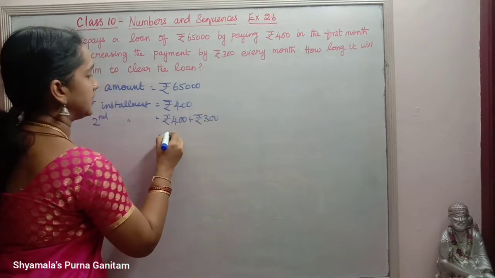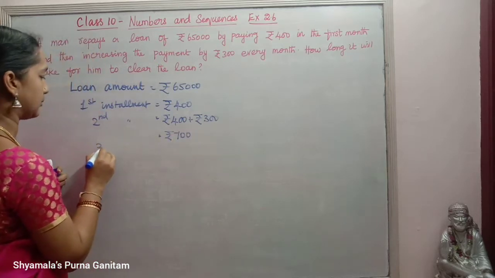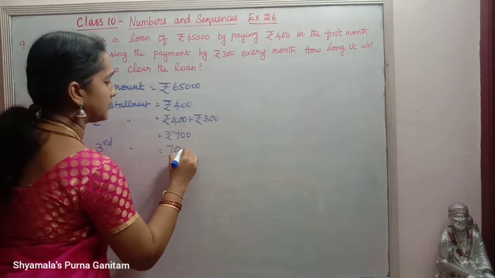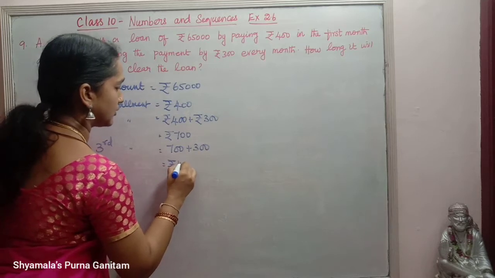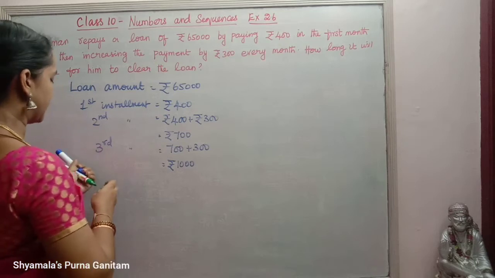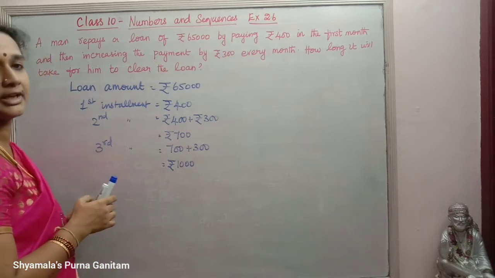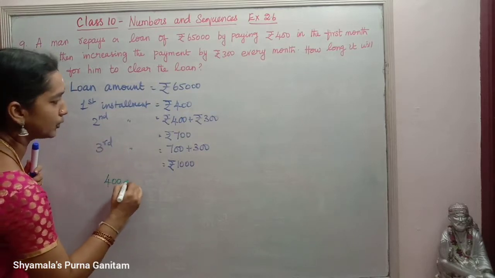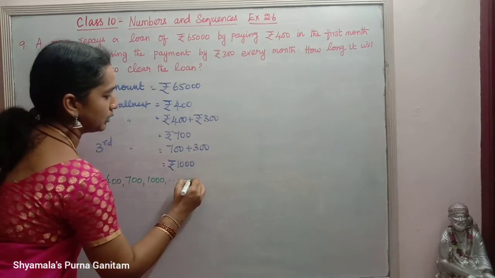Every month if he is increasing, we'll get 700. This is the second installment. Then the third installment is equal to 700 plus 300, so that is equal to 1000 rupees. Rupees 1000, so that is the third installment. Okay, so like this if it is going, how long will it take for him to clear the loan? So this will be the AP 400, 700, 1000, like that it will be going.